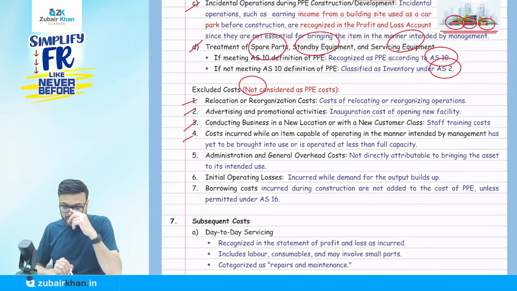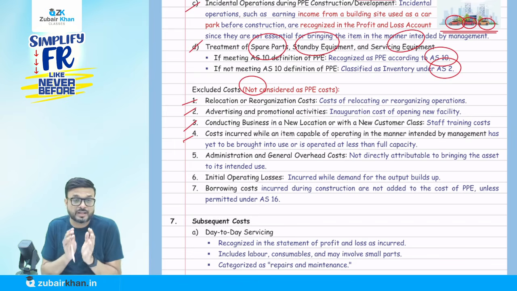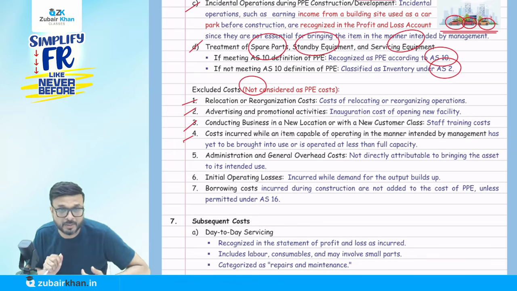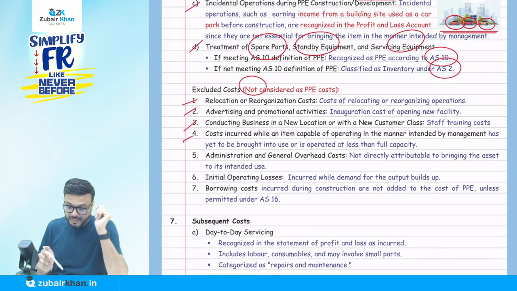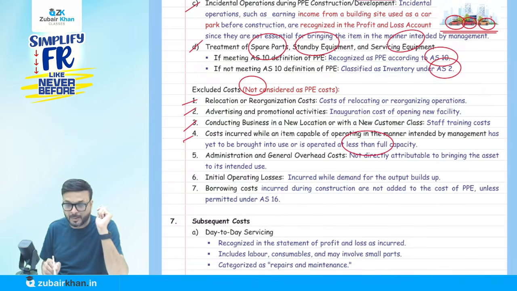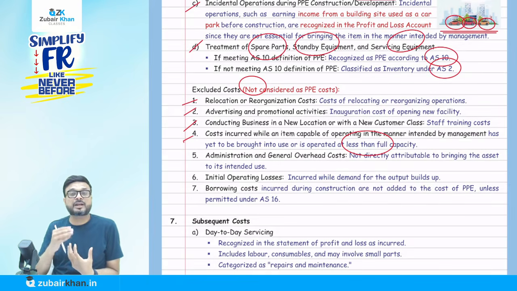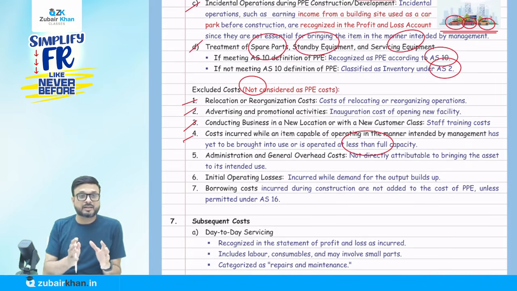Now, cost incurred while an item is capable of operating in the manner intended by management. The asset is ready to use in the manner intended by the management, but there is one problem. What's the problem here? It is not yet brought into use or is operated at less than full capacity. If the asset is ready to use in the manner intended by the management, that's it. That is the end of that.